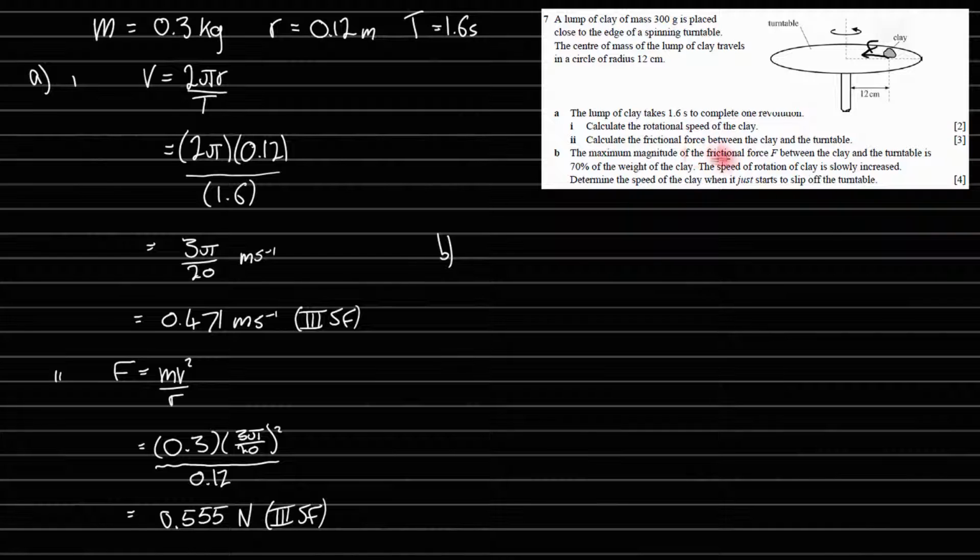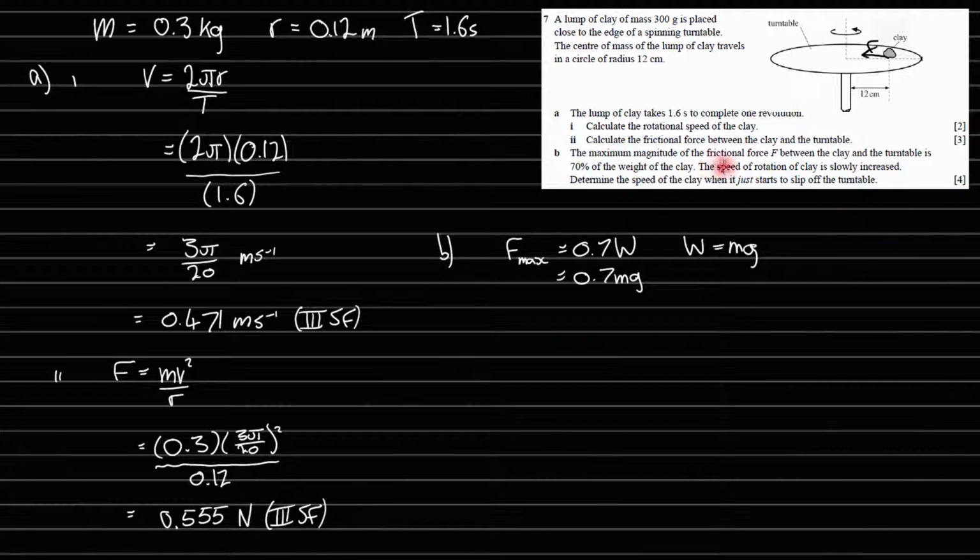Maximum magnitude of the frictional force F between the clay and the turntable is 70% the weight of the clay. Well, without reading on, we can build an equation from this. F, the frictional force, F max, let's say, is then equal to 70% the weight of the clay. Well, 70% we can then say is 0.7 times the weight of the clay W. And the weight would be mg, so we can take this a step further to say that the frictional force F maximum is equal to 0.7 mg.